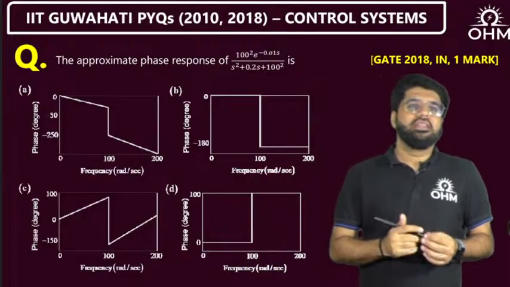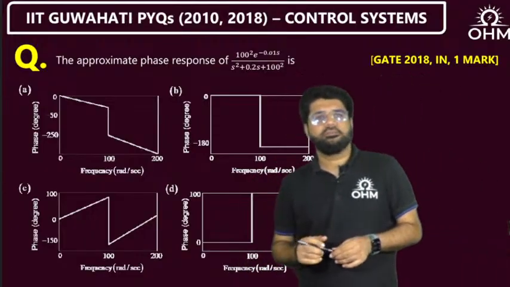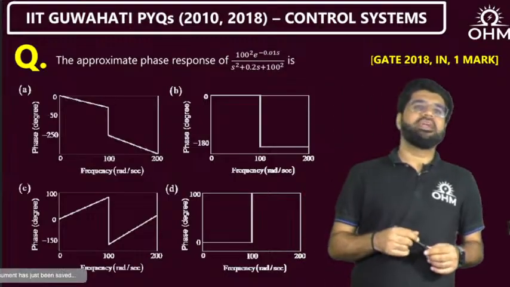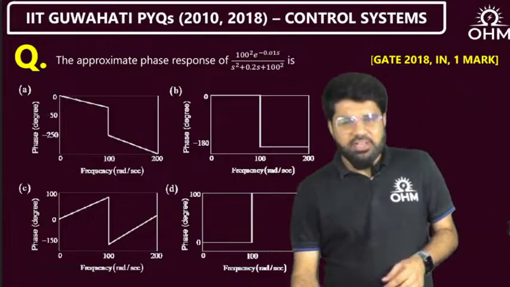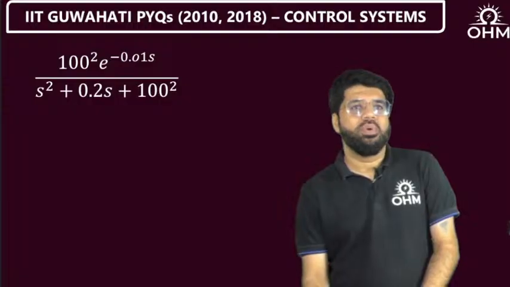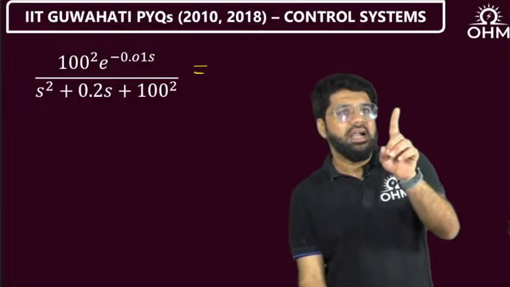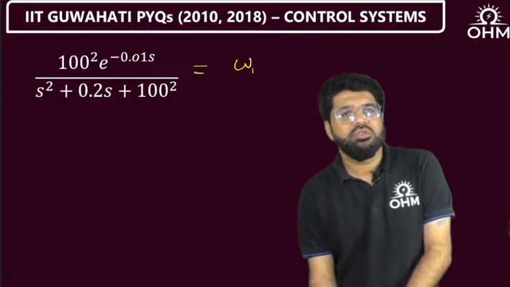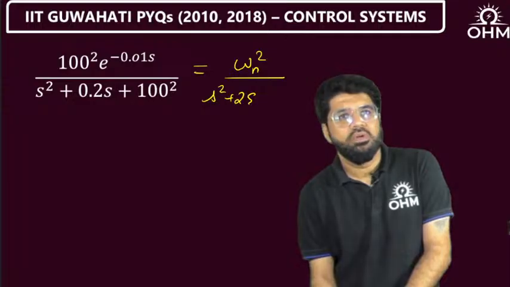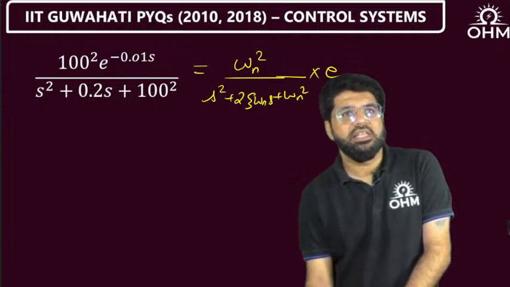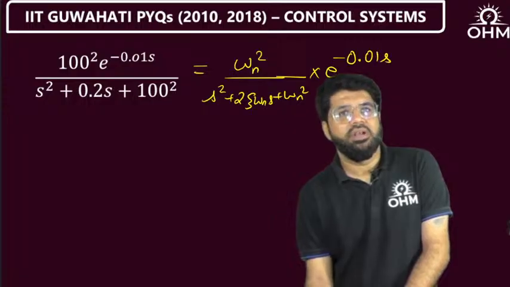Okay, now the approximate phase response. For a simple understanding, you can break this into two parts: 100 square, let me call it omega n square, upon s square plus 2 zeta omega n s plus omega n square, again 100 square, into the transportation lag term, e power minus 0.01 s.